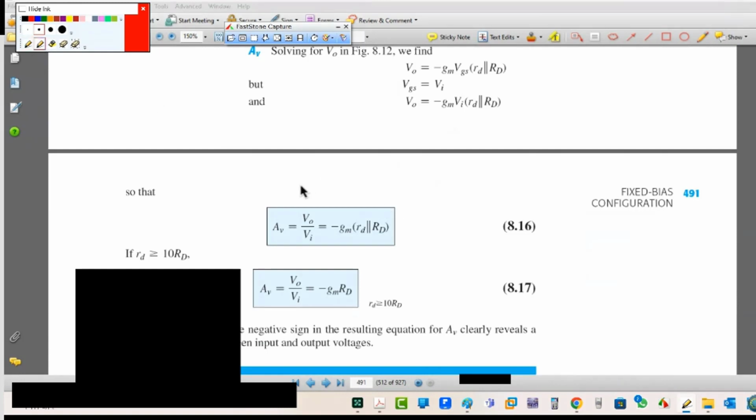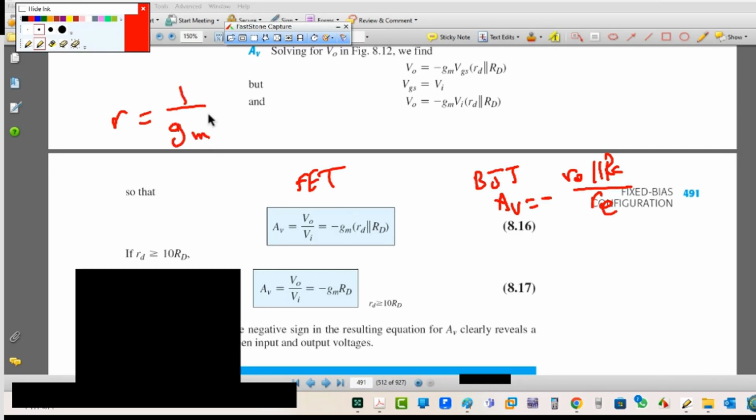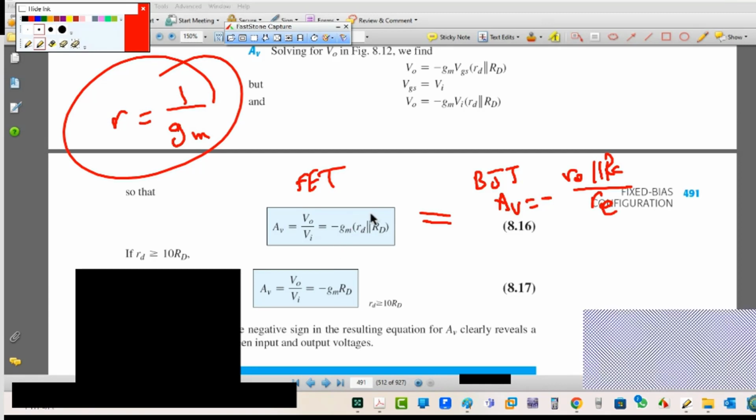I will compare with BJT. This is in FET, correct? What about BJT, if you remember the formula? In BJT, AV was minus RC over RE, correct? So don't forget RE is 1 over GM. Correct. So do you think it is the same formula? Yes, the same formula.